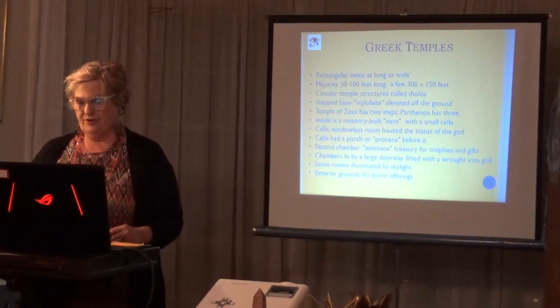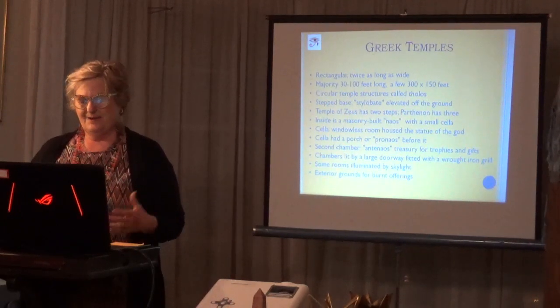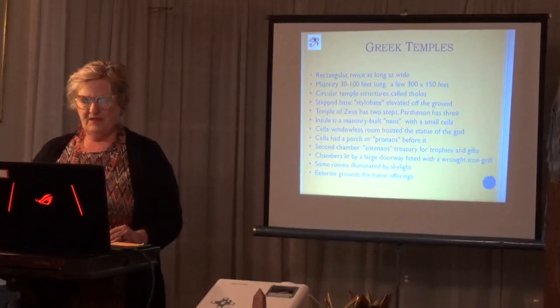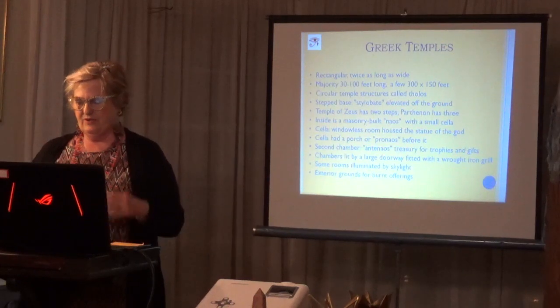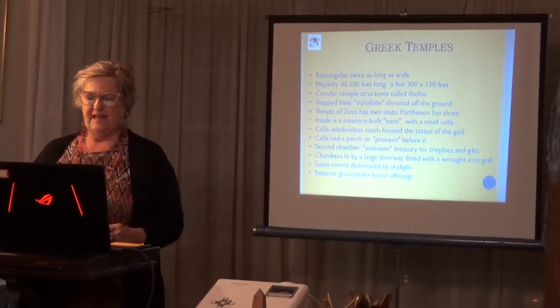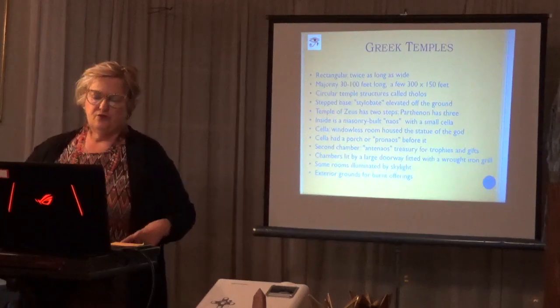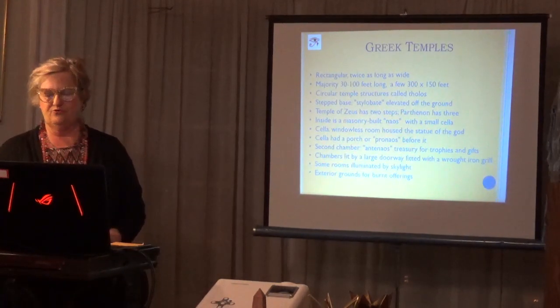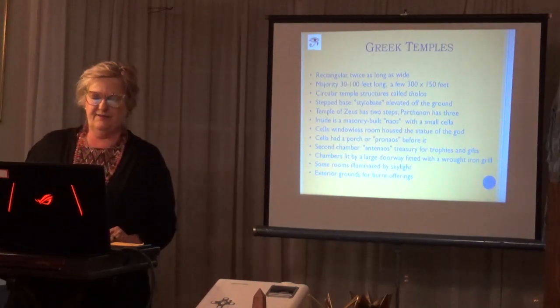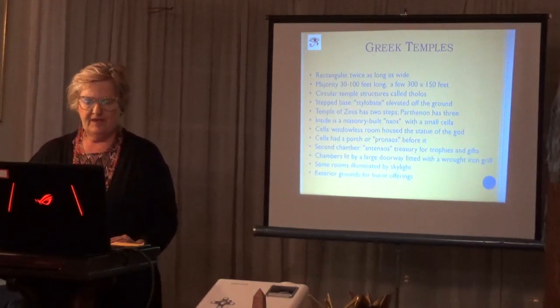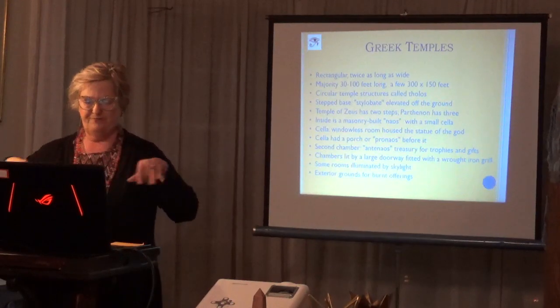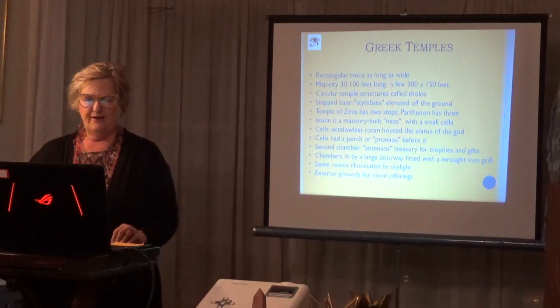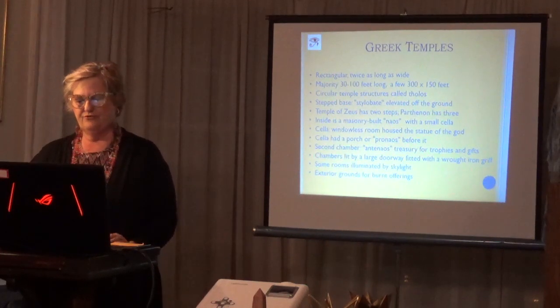Sometimes they are circular. They always have a stepped base called a stylobate. Sometimes 2, sometimes 3 steps. Inside is a masonry built cell called a naos, or a hallway, which leads to a larger room called a cell, which is where a statue of the god would be. These are usually windowless, and they may have a porch of pillars around it. And there would often be a second chamber called the antenaos, which would be the treasury for the trophies and gifts.